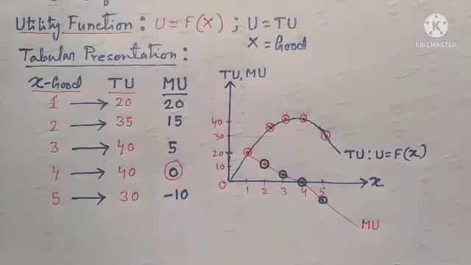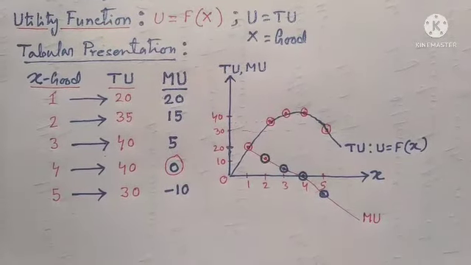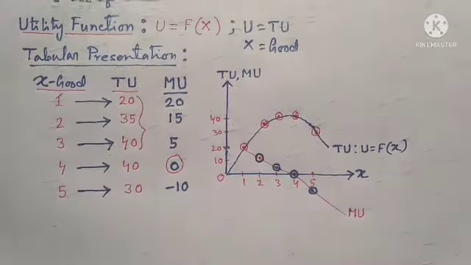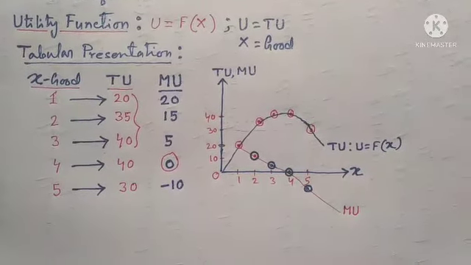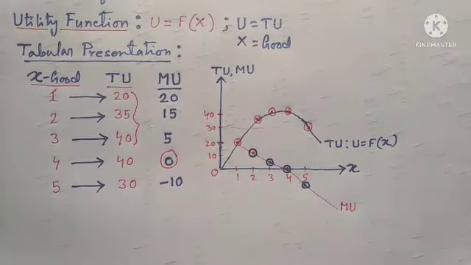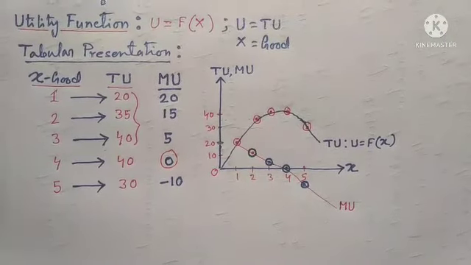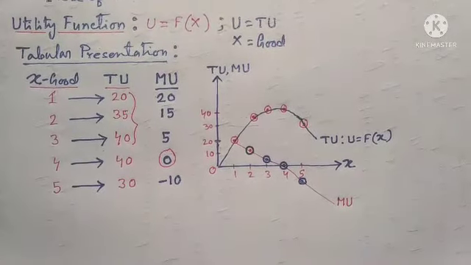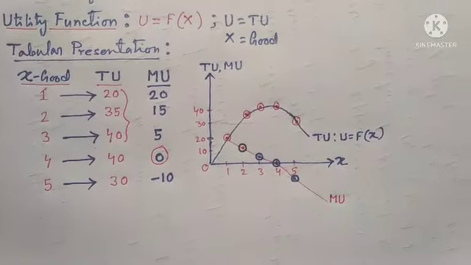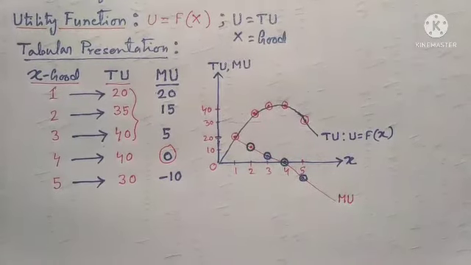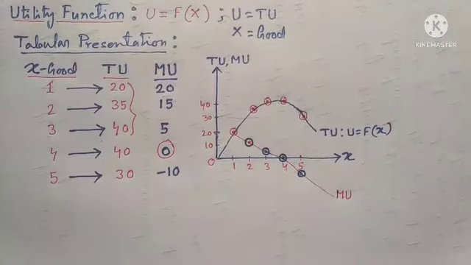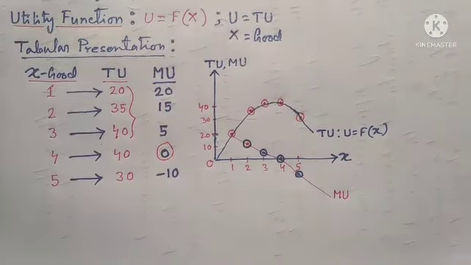Now one thing is very interesting to us. According to the tabular presentation, initially total utility is increasing. For the first unit it is 20 and for the second unit it is 35. For the third unit it becomes 40 and for the fourth unit it is again 40. So initially it is increasing, and after a certain level it becomes constant and maximum. According to our presentation, when it becomes 40, it is constant as well as maximum. After that, total utility is decreasing again.